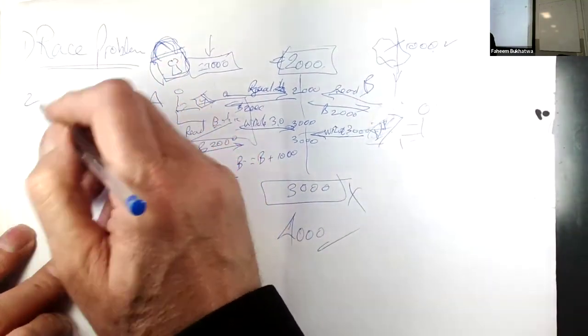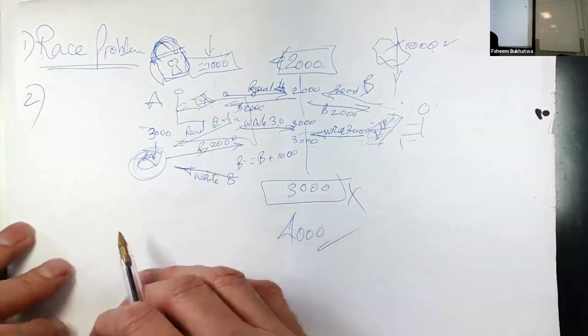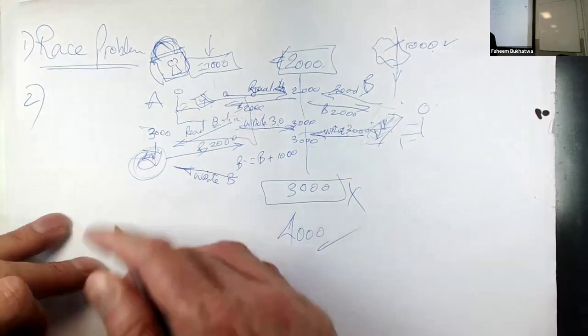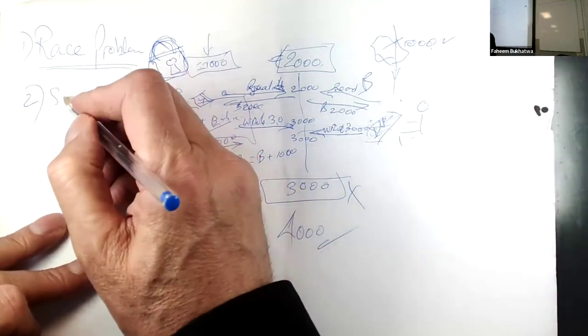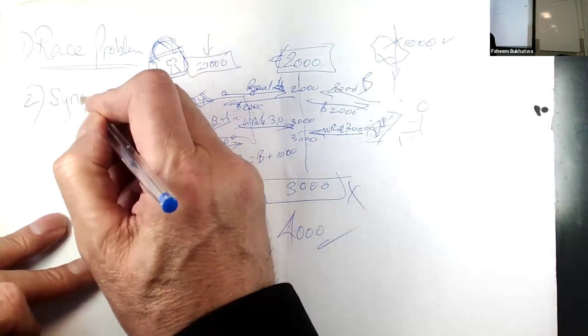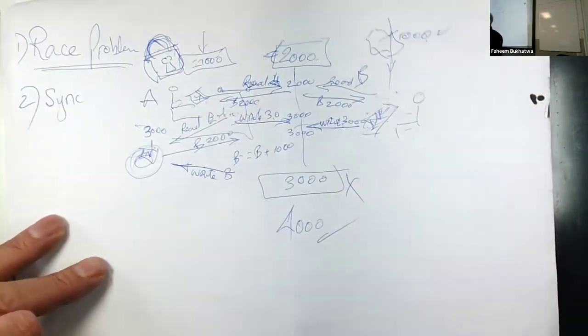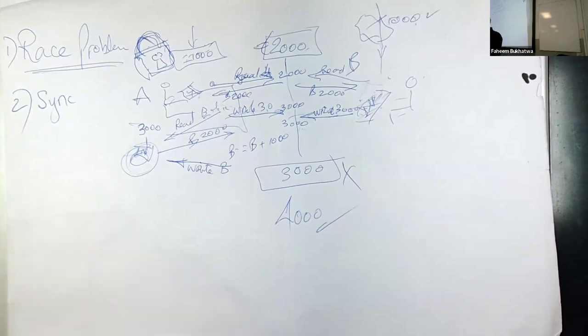There's another problem. It's caused by synchronization. Again, the word synchronization means timing. If your timing is wrong, that means you're not properly synchronized, or two processes are not nicely synchronized. That means they need to adjust.